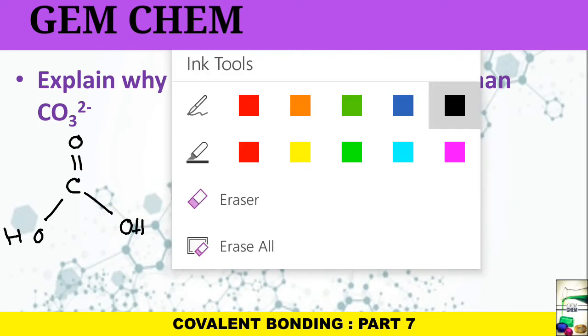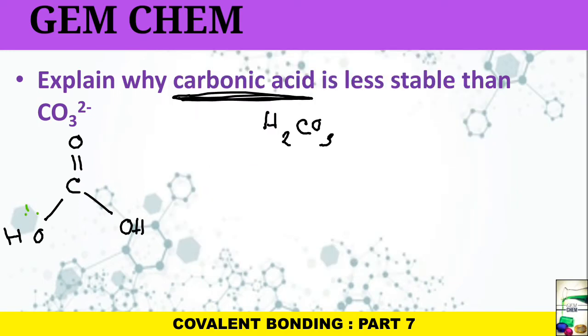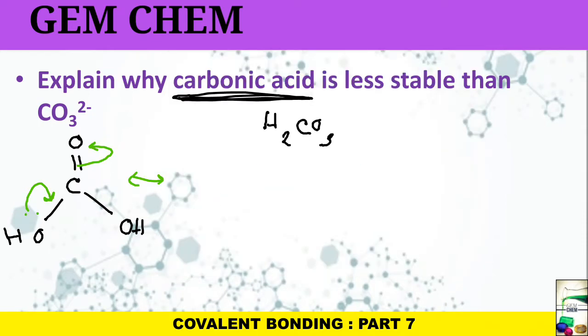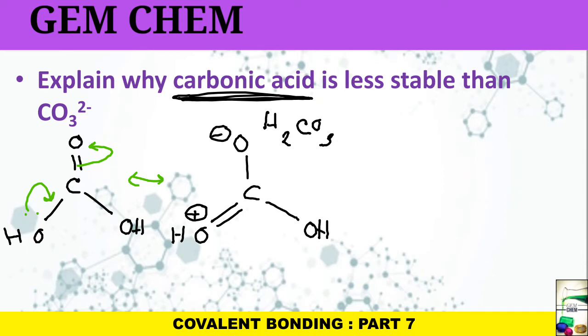Now this oxygen also has lone pairs, it can be donated and this opens up. What we get is a structure with carbon having a double bond to oxygen, and here a positive charge comes up, here a negative charge comes up. Similarly here OH, right.